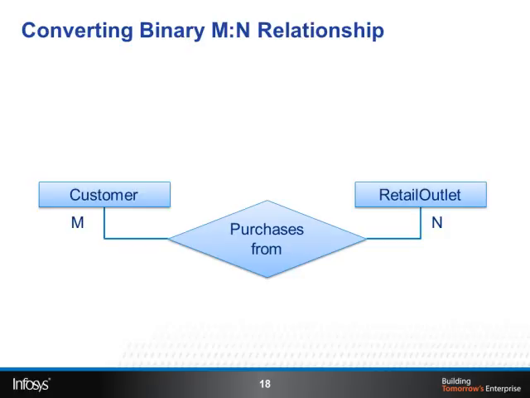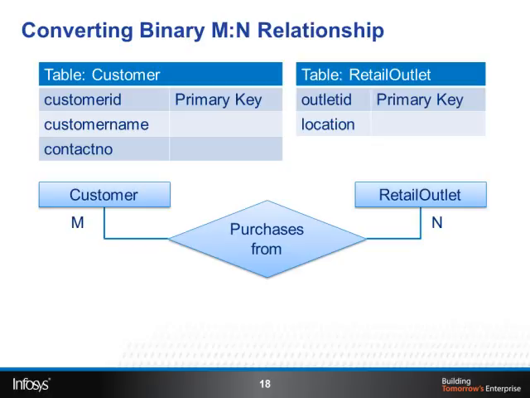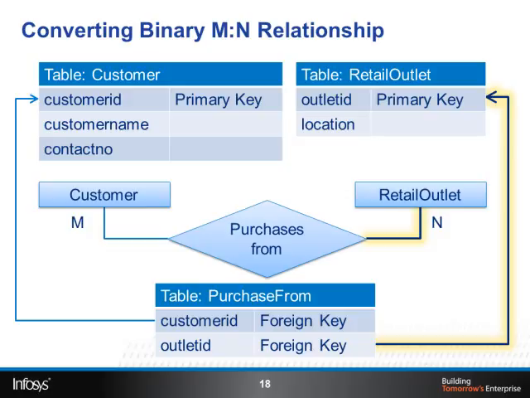As seen before, entity customer is modeled to a table in the relational model as shown, and same with the entity retail outlet. To model the m:n relationship purchases from, the table purchase from with columns customer ID and outlet ID is added to the relational model. Columns customer ID and outlet ID refer to the primary keys of the table customer and retail outlet respectively. Thus, the relational schema for the scenario customers purchase from various retail outlets is as shown.